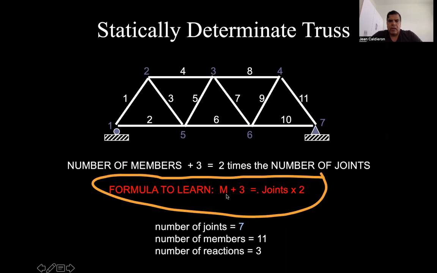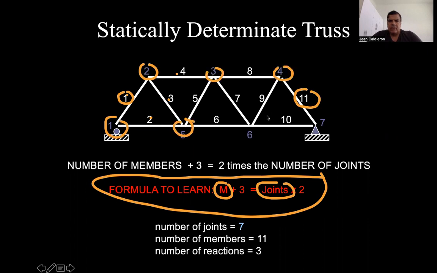Well, M will be the number of members. And we can look here, the members are in white colors, and we have 1, 2, 3, 4, etc. We have 11 members. The number of joints are in blue color, and we have 1 joint, 2, 3, 4, 5, 6, and 7 joints.